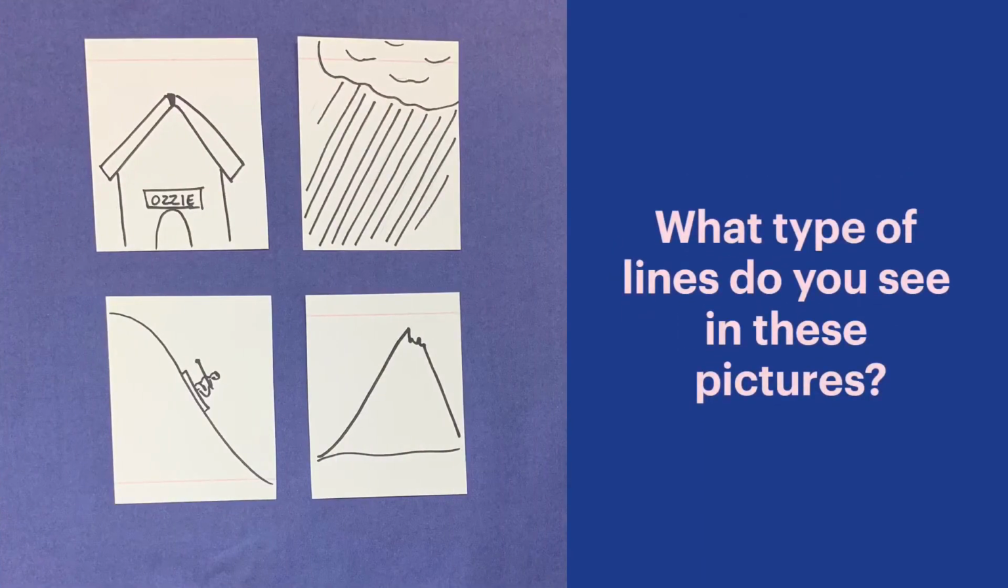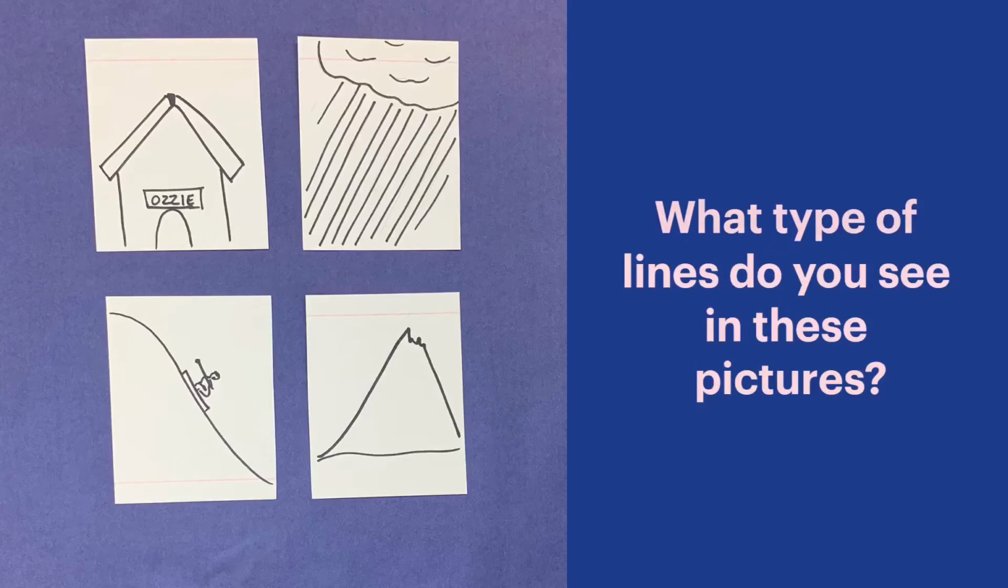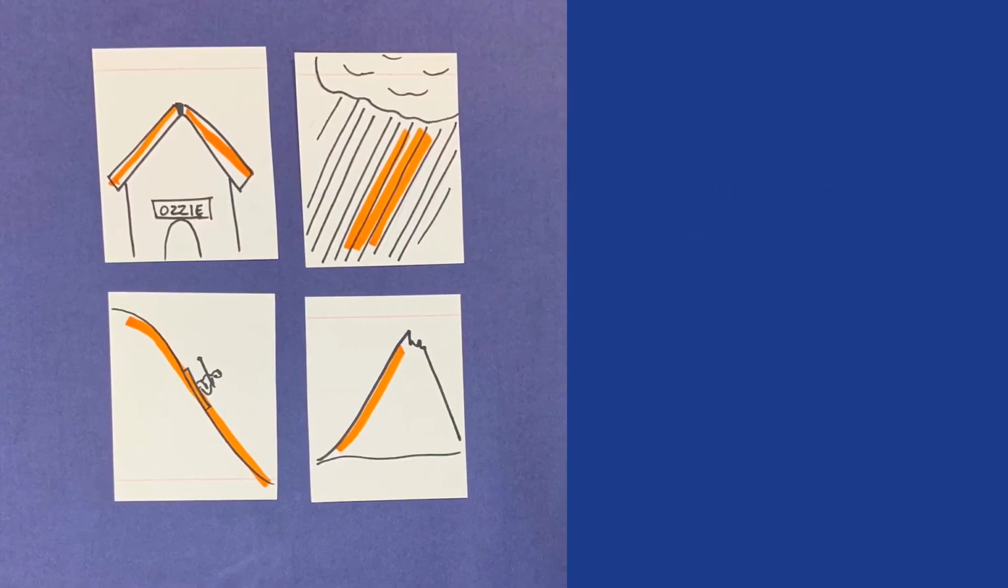What type of lines do you see in these pictures? Diagonal. Diagonal lines are great for showing direction. They show which direction the skier goes down the hill or which direction the rain is coming from the cloud. Diagonal lines can also be stable, like the sides of a mountain or the roof of a doghouse.